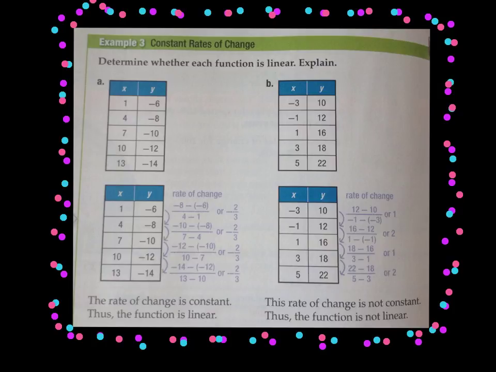Alright, so for constant rates of change, determine whether each function is linear. Explain. If the change is constant, basically this is what you're going to do. If the pattern is constant, the function is linear. If it's not, it's not linear. So you just got to look for a pattern.